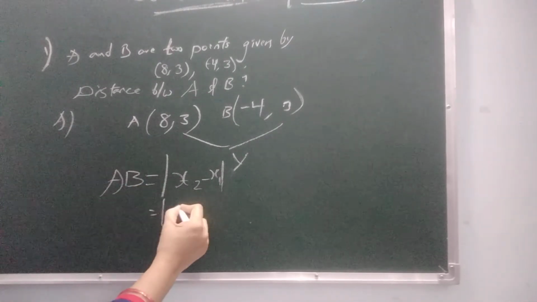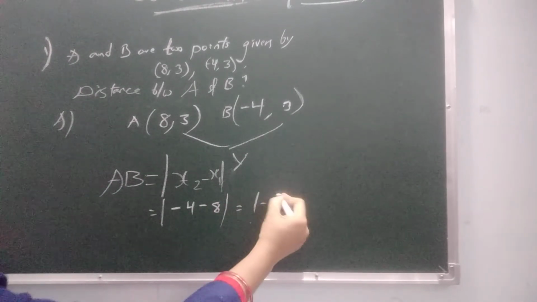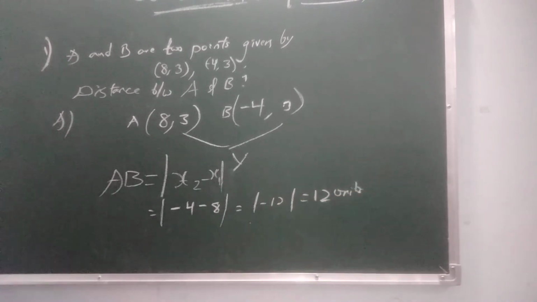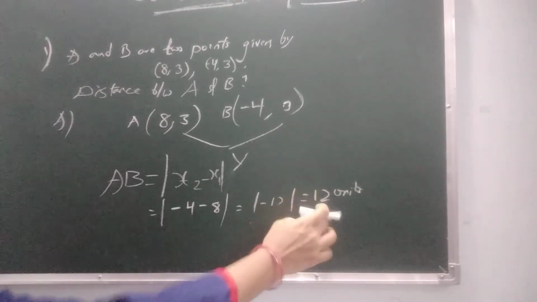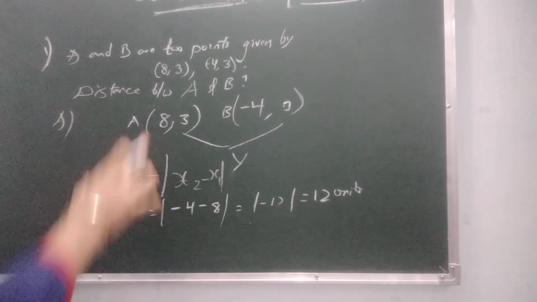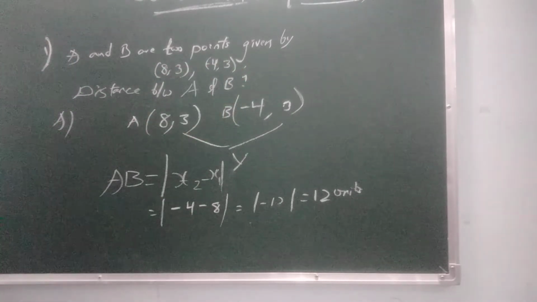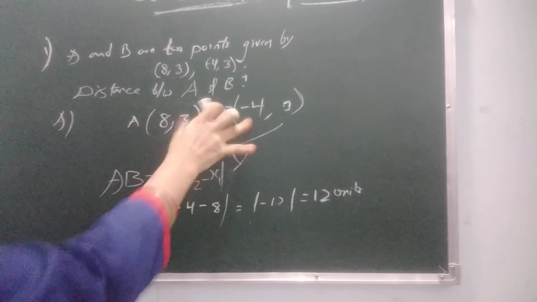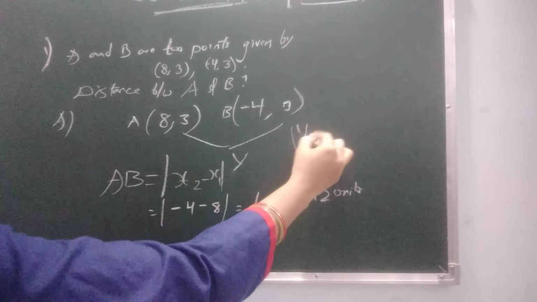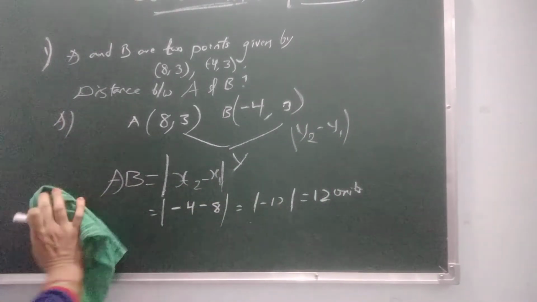That means modulus of minus 4 minus 8 equal to minus 12, that means 12 units. The distance between A and B is 12 units. Please note down this question. Here the y coordinates are equal. If suppose the x coordinates are equal, then we have to use the modulus y2 minus y1 formula. Okay, let's go to our next question.